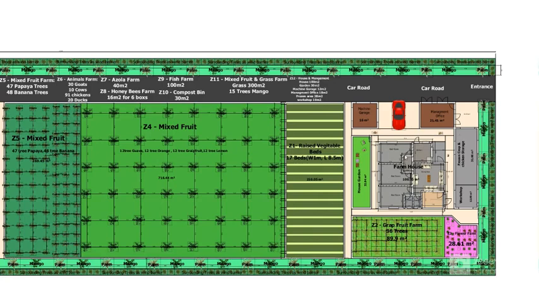In this house we have 3 rooms, a sitting area, a kitchen, and two toilets. Okay, and this is the management office. When you enter the farm from here, you find the management office at your left hand.